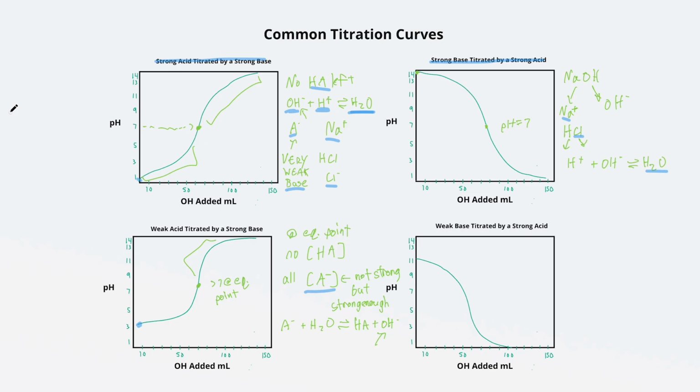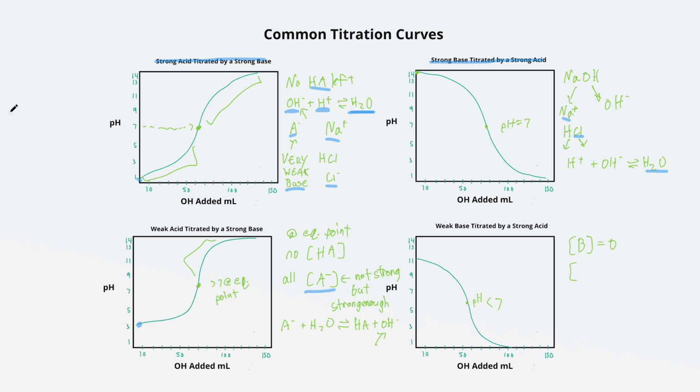And lastly, the final one with the weak base titrated by strong acid. We won't go in depth about this because the logic is the exact same as the weak acid one, but you just need to be thinking about it from the perspective of the base. And so let's just start with the equivalence point. At the equivalence point, our pH is a little bit less than 7. And hopefully you can kind of figure out why it is, but that's because at the equivalence point, there is no unreacted base left. So the concentration of the base is 0.